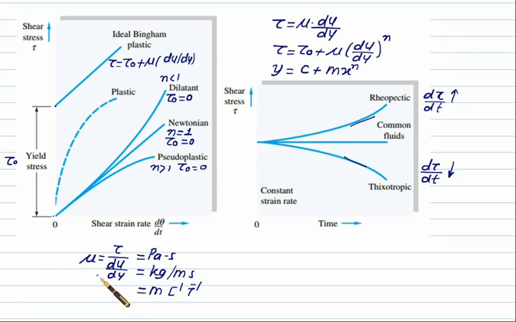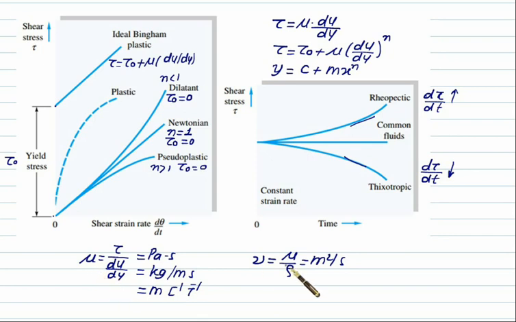Similar to mu, we have another property nu, which is given as mu divided by rho. By substitution, if we put mu equal to M L to the power minus 1 T to the power minus 1 and rho equal to kg per meter cube, we will get meter square per second. This one is called kinematic viscosity, and mu is called dynamic viscosity.